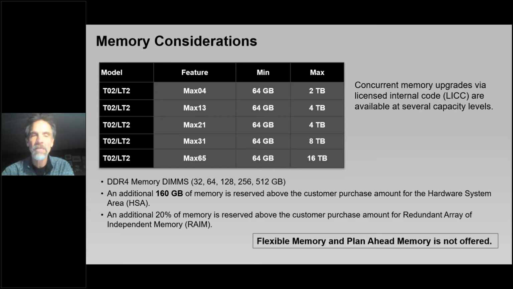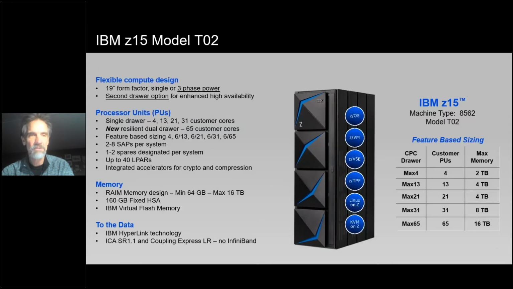All right. The thing I forgot to mention, and let me go back since I have the ability to do that. Here, I forgot to mention this item relative to a new feature that's fairly significant, and I blew right by it. I'm sorry for that. I mentioned the single drawer options of the 4, 13, 21, and 31, but there's a new second drawer option. So you can have a second drawer option that will accommodate up to 65 cores.